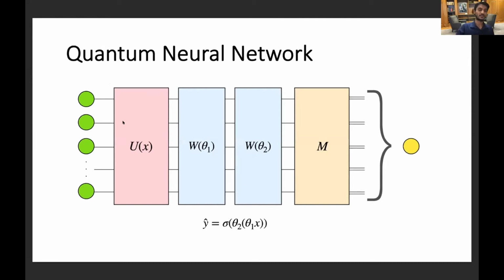Again, instead of just having classical neurons, one can have a cascade of parameterized and unparameterized layers. And after using measurement, you can have a quantum framework for neural networks. And you can further use this to do autoencoders as well.